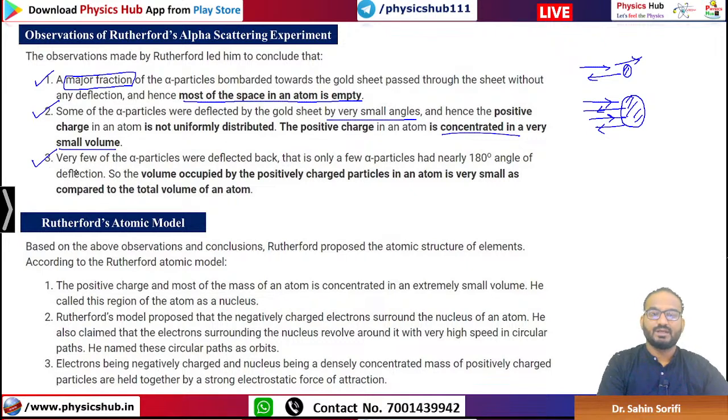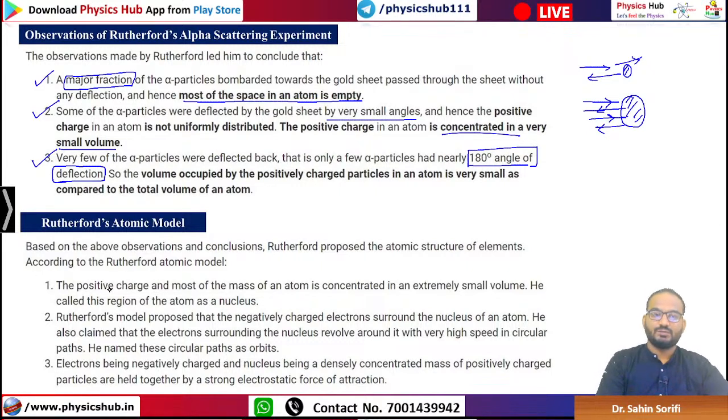Third observation he made, very few alpha particles were deflected back, only a few alpha particles had nearly 180-degree angle of deflection. So the volume occupied by the positively charged particle in an atom is very small as compared to the total volume of an atom. So based on these observations, he gave his atomic model.